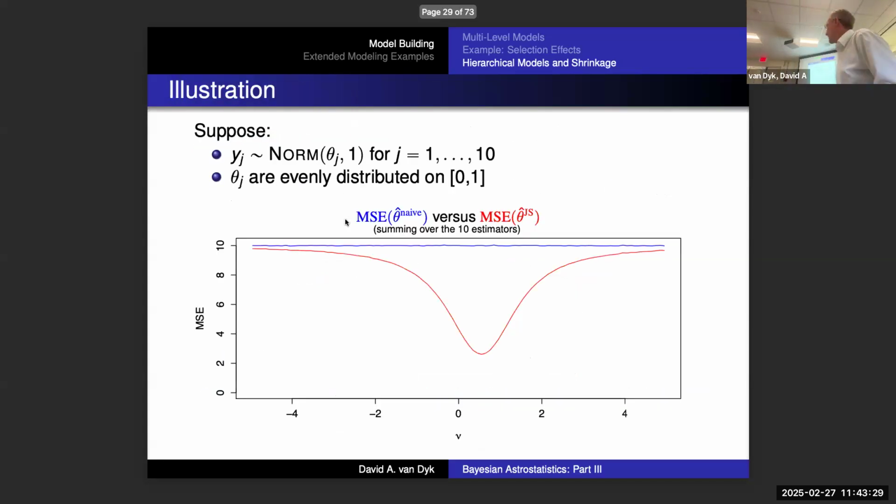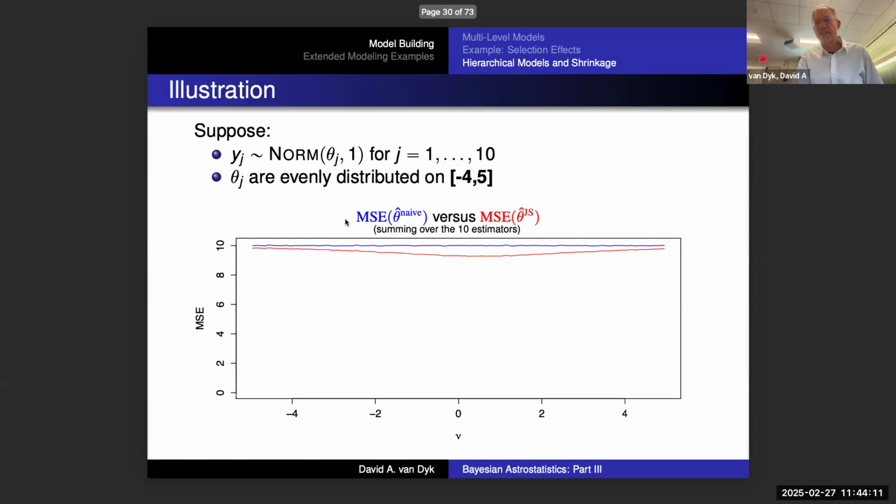Okay, so let's see how this works. This is just a little simulation study, so it's just normal. The y's follow a normal distribution with theta j, and the theta j are evenly distributed between 0 and 1. So what's important here is that the individual parameters theta j are very similar. The mean squared error of the ordinary average is up here. But if I shrink towards the average of all of them, I do much, much better. My average error gets cut by 60%. The reason it works in this case is that the true values are all very close together.